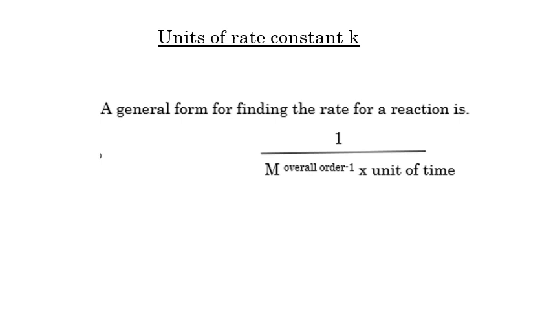Before we move on to more examples, let us go ahead and explain how to find the unit of K, the rate constant. The unit of K will be different for zero order, first order and second order. To make it simple, we can go with the general form of that unit, which is 1 over molarity to the power overall order minus 1, times unit of time. Unit of time can be in seconds, hours or minutes, that depends on the question, it will be given along with the rate. Okay, so let's go ahead and see each one separately.